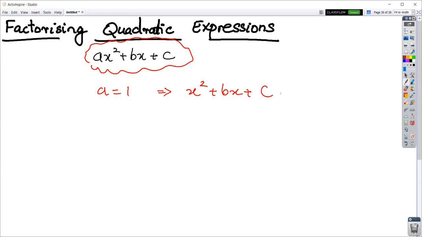Now, in this video, we are looking at examples where we have a quadratic expression written in the form where a is not equal to 1. So it could be any other number. a could be 2, 3, 4, or minus 2, minus 3, minus 4. It could be any number, but it can't be 1. So we'll be looking at all the examples which are written in the form of ax squared plus bx plus c.